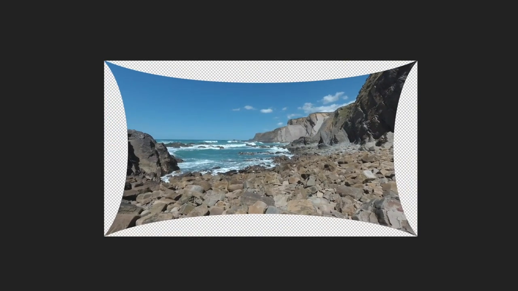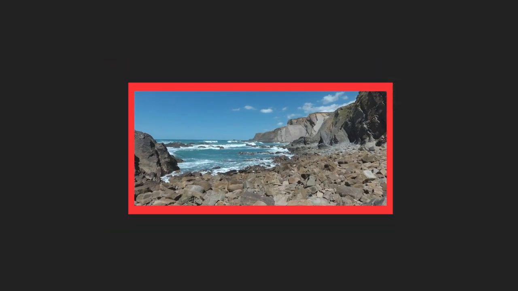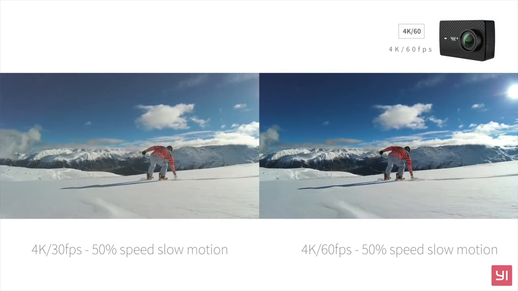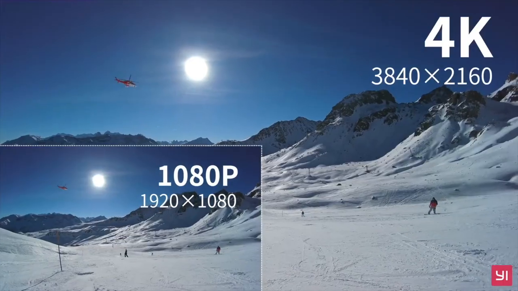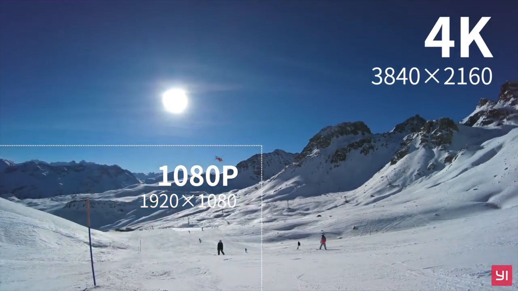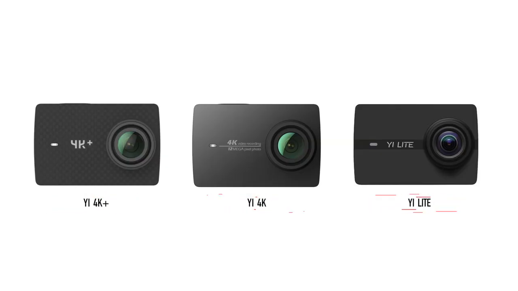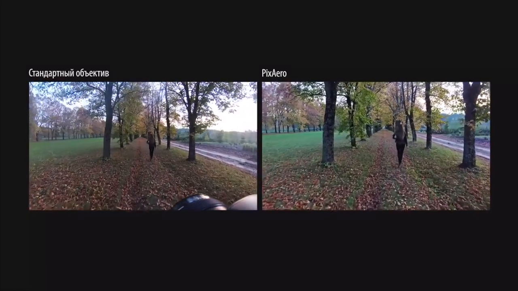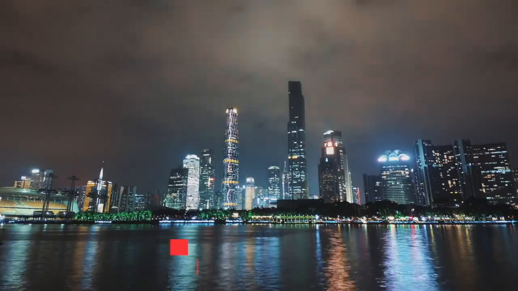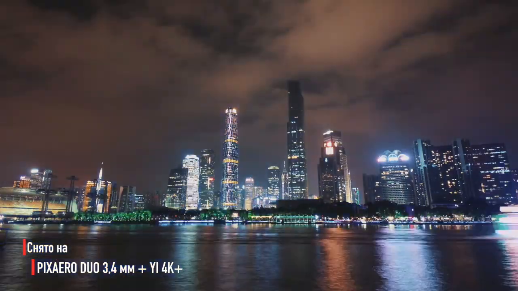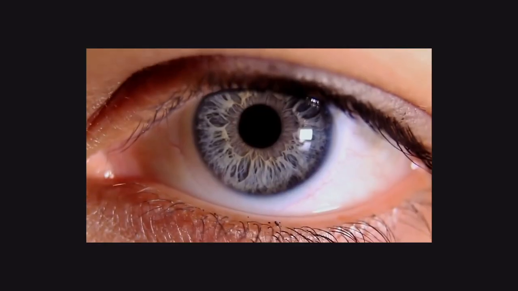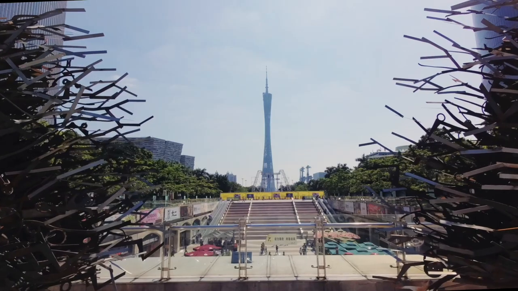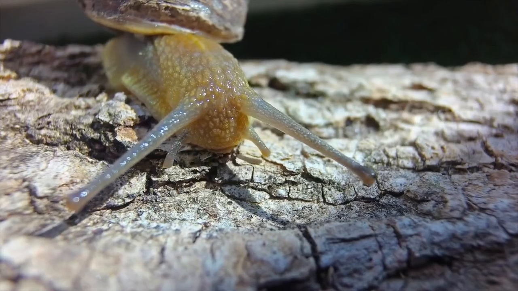UI cameras already have digital correction of the fisheye mode, and depending on the camera model, it leads to losses in 60 fps, stabilization and 4K resolution. The shooting angle of PIXAERO lenses varies between 60 to 90 degrees, which is similar to our eyesight. PIXAERO lenses allow you to manually adjust the focus from infinity to macro.